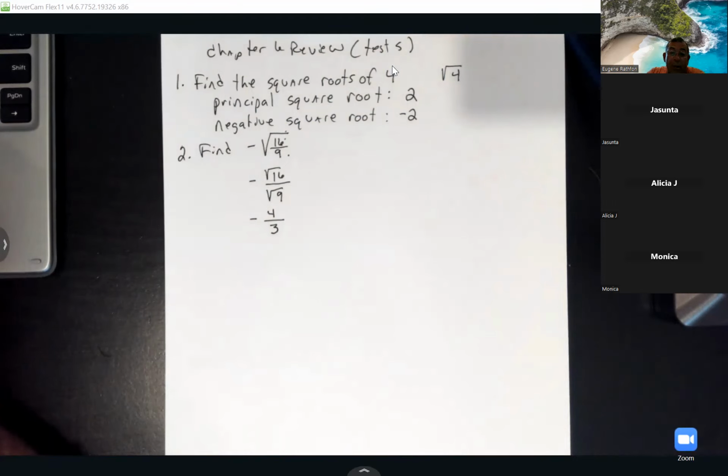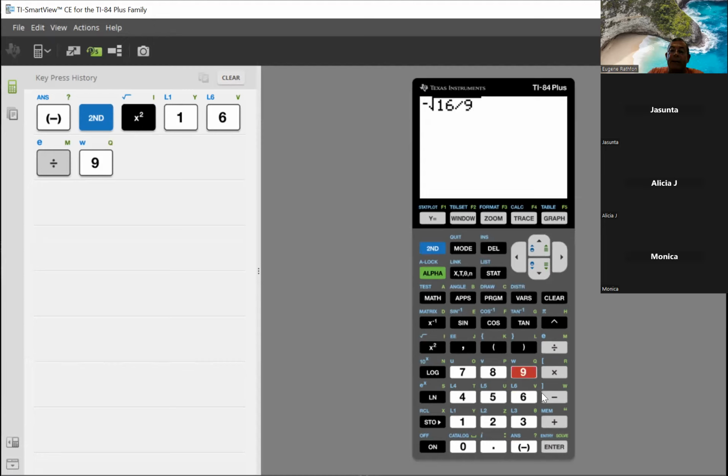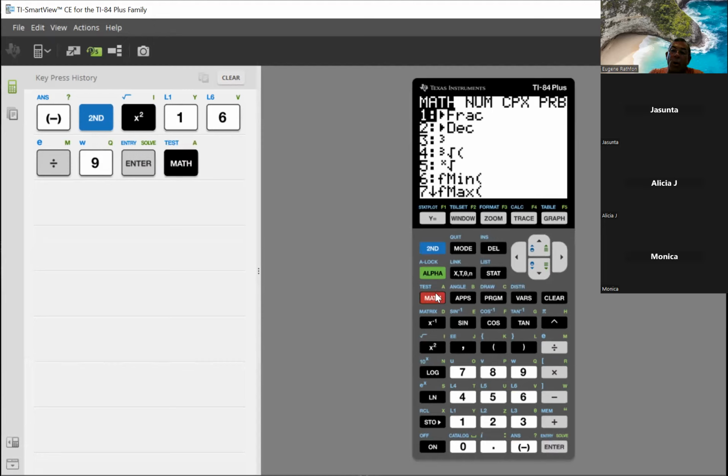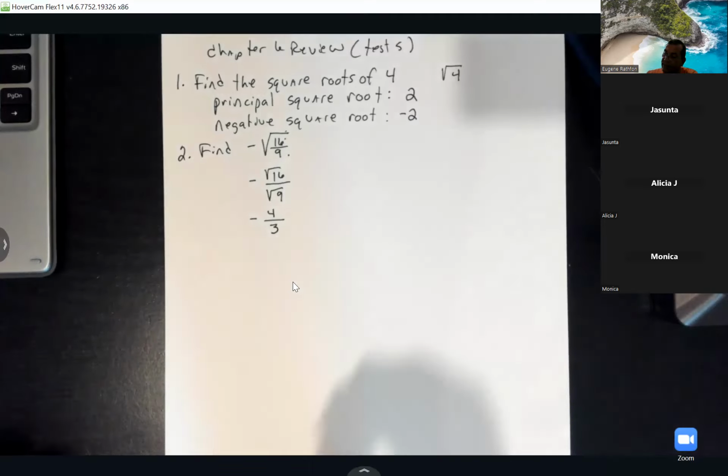And this one can be done on the calculator, so I'm going to share that real quick. So first I'd punch my negative. Then I would hit second x squared to get that square root radical. And then I would do 16 divided by 9. So then when I hit enter, remember, it's going to give me a fraction, but if I hit math and enter twice, it'll put that back as a fraction for us. So any of these that's just got numbers on them, we can pretty much do those on our calculator.